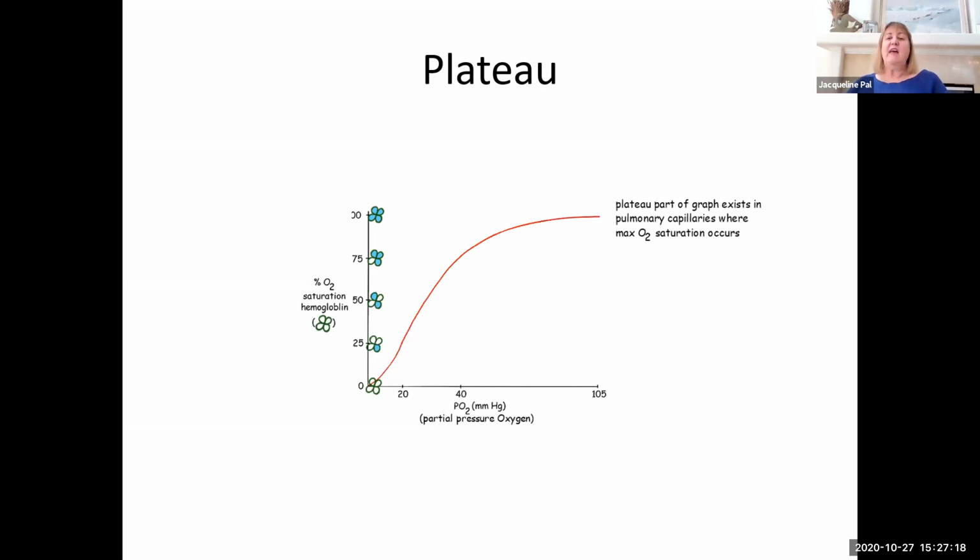When we look at the curve, what you notice at the far right is a plateau. That plateau has to do with where we are adding that last oxygen, going from 75 to 80 to 85. Basically, we have to have very significant increases in the partial pressure of oxygen in order to have one more oxygen attached to it.